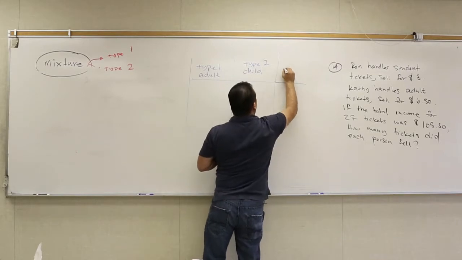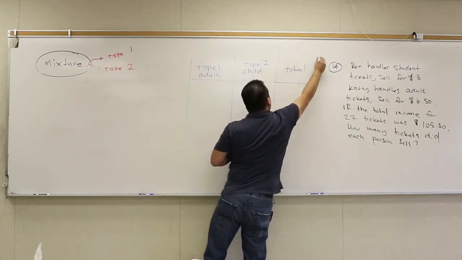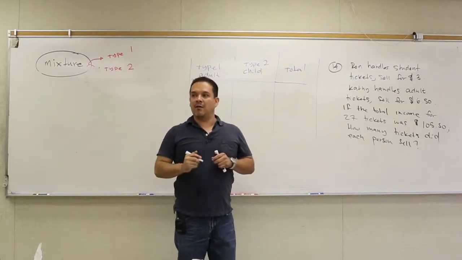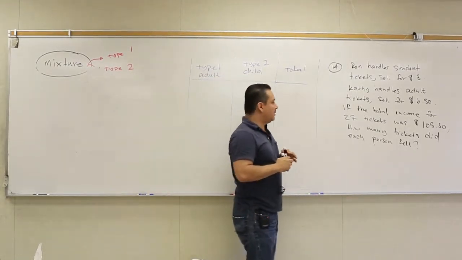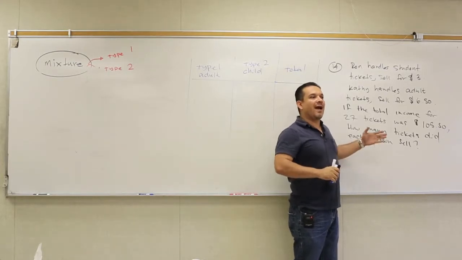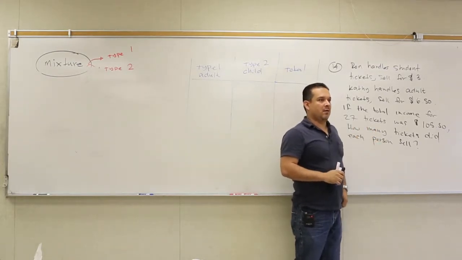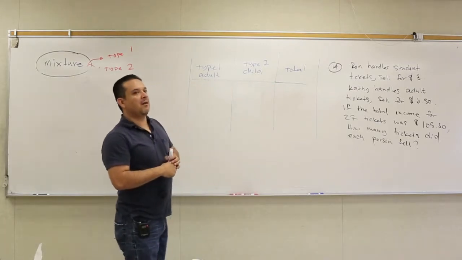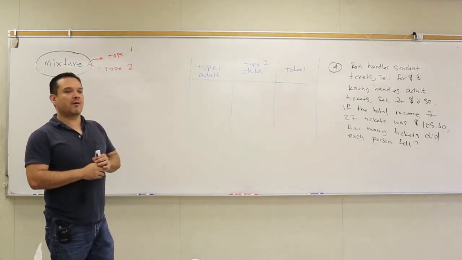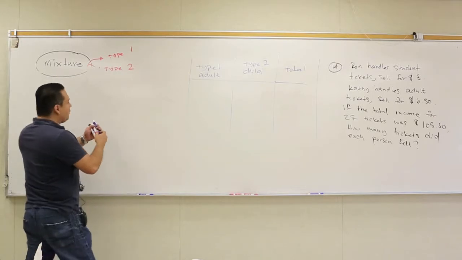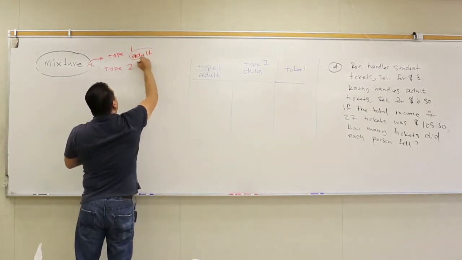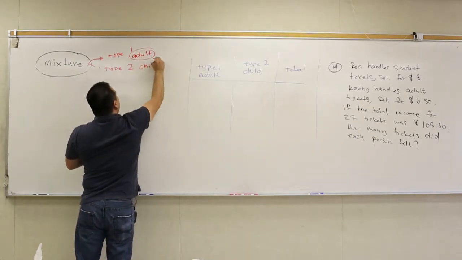What's the question, by the way? Do you guys know what the question is? How many tickets of each type did you sell? Very often what they're asking is your variables. So you have two types of tickets: adult and what? And child. Is that true? So type 1, we're going to call these the adult tickets, and type 2, we have the child tickets.